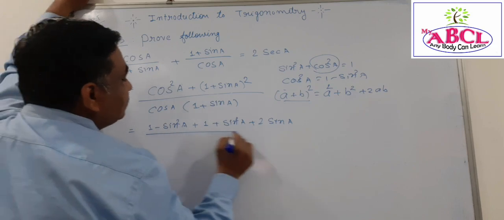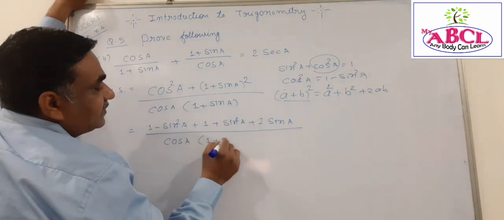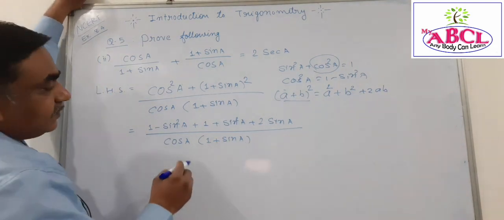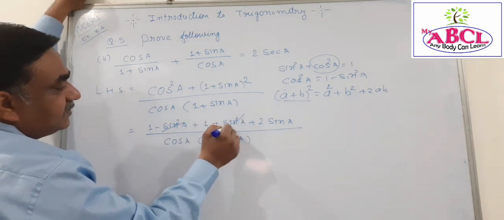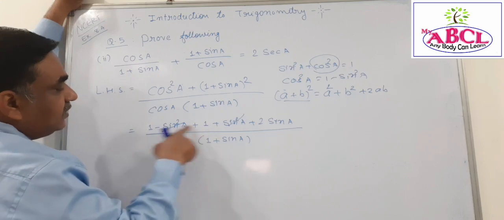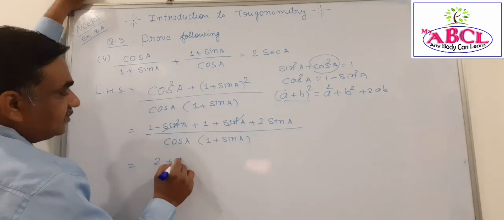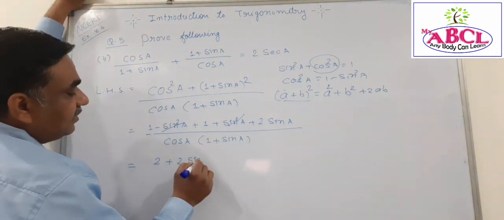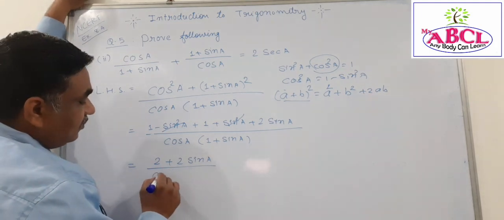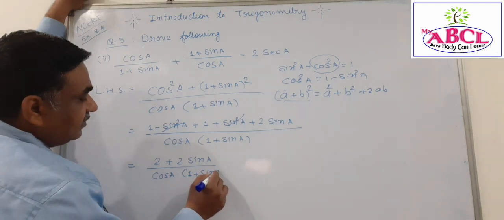In the denominator, cos A into 1 plus sin A. So you can see here this sin square A and this sin square A will be nullified, because this is minus and this is plus, and this 1 and this 1 will become 2. So 2 plus 2 sin A in the denominator, cos A into 1 plus sin A.